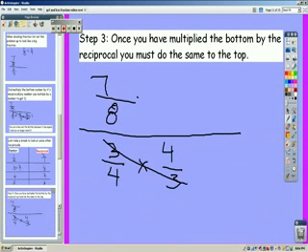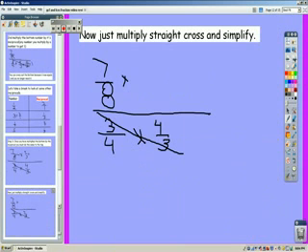Now that we've crossed out the bottom, we need to multiply the top by the same thing we multiplied the bottom by. Remember, math, symmetry, fair. Whatever you do to one side, you do to the other. So, we're ready for our last step. You multiply straight across and simplify. So, 7/8 times 4/3 gives you 28 over 24.